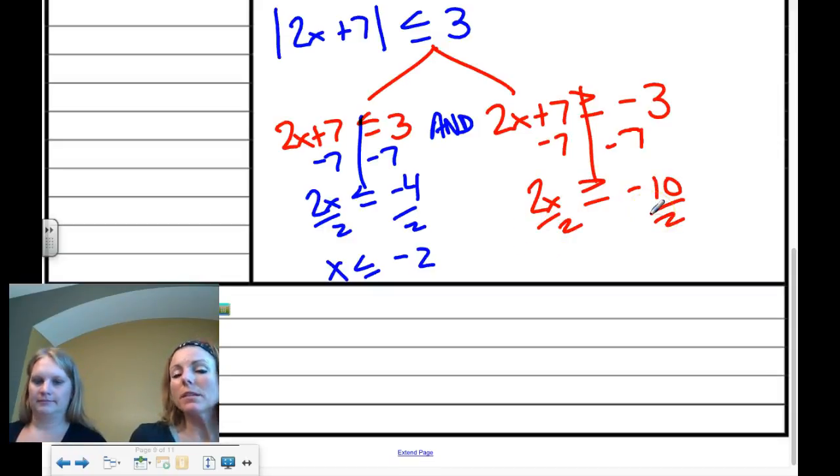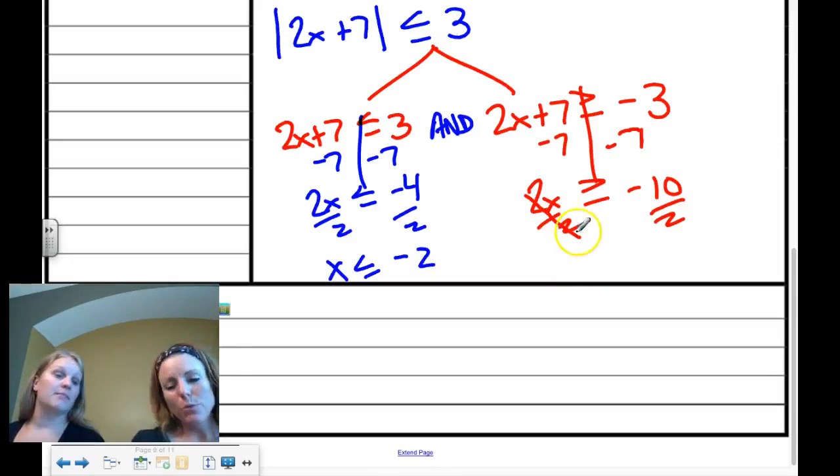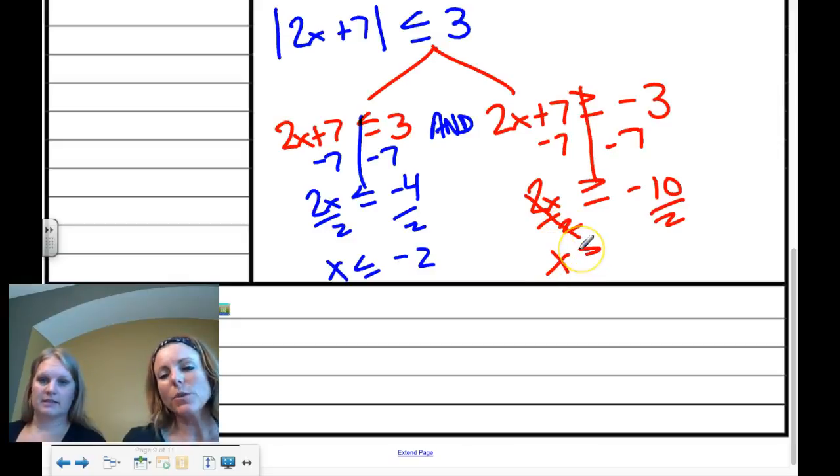Some of you are going to look at that and say, oh, we have a negative, we have to flip the sign because of the -10. That's what we divide by. Dividing by a positive, we leave it. x is greater than or equal to -5. So what's our final answer?